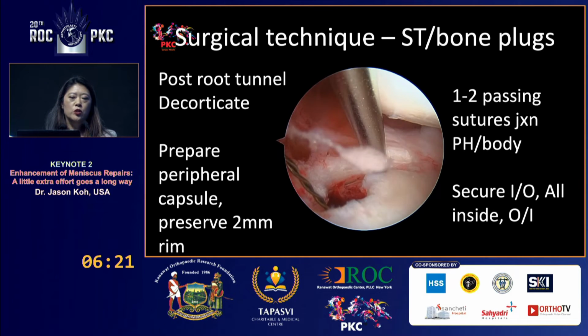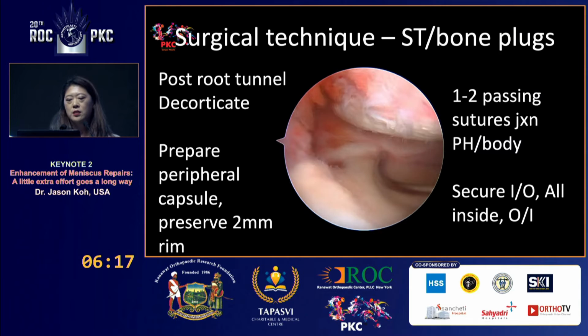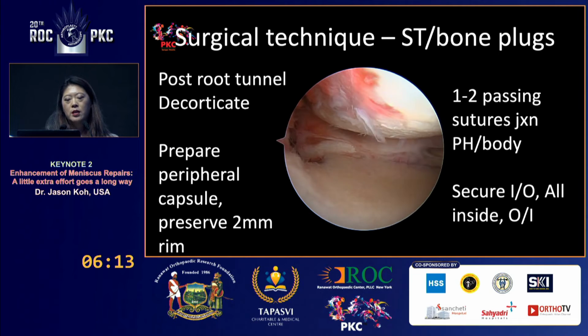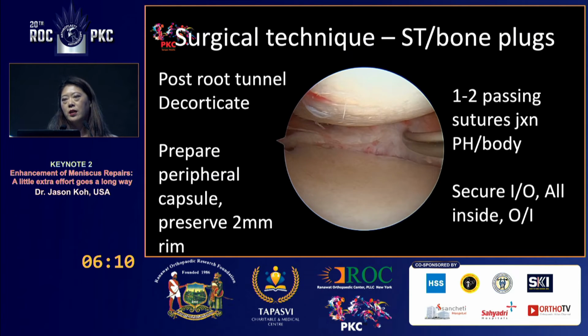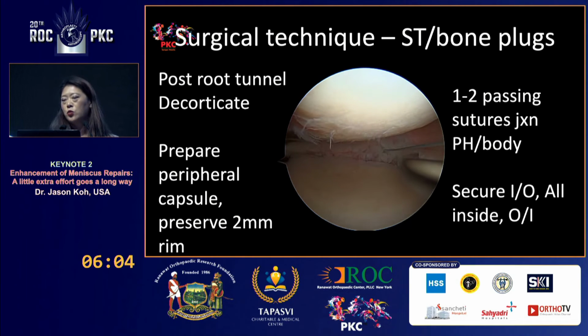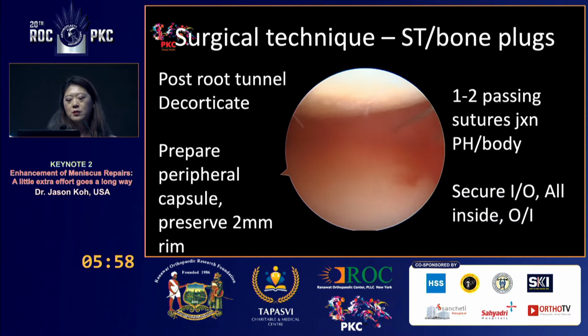When looking at soft tissue or bone plugs, this is kind of a root repair, and this is probably what we're going to see from other techniques later on today. So what I did here is to make that bone tunnel, and then I really am aggressive about decorticating that plateau right adjacent to that tunnel. You prepare the peripheral capsule, preserving about 2 millimeter remnant on the rim, because you want to keep some of those hoop stresses in place.